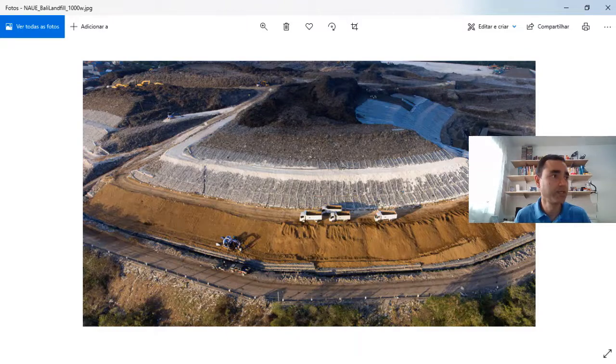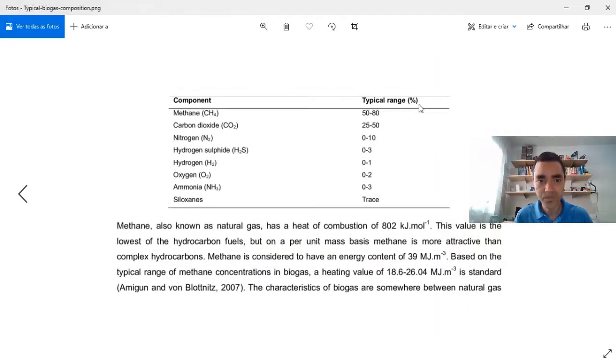So let me share with you this typical composition of the biogas. We have around 50 to 80% of methane, and it will be our product at the end of the process. And you already know that methane is a source of energy, and it can be used in many processes, for instance, for the production of hydrogen, etc.